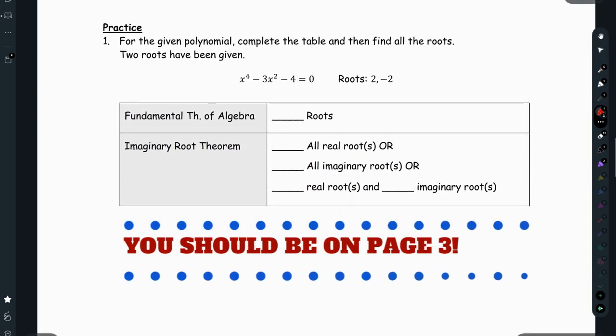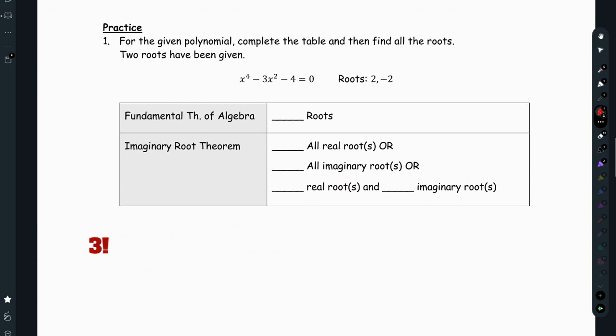Now we get to go to the fun part where we're actually going to use that information to help us find all the roots of the polynomial. This polynomial is raised to the fourth power, so we know we'll have a total of 4 roots. We're given 2 here. They could be all real roots. We could have 2 pairs of imaginary roots, so we could have 4 imaginary roots, or we could have 2 real and 2 imaginary. Now we're given 2 of the roots. These 2 are definitely real, so we're probably going to end up in this category, or we could end up in this category.